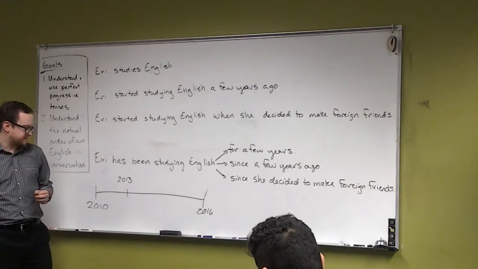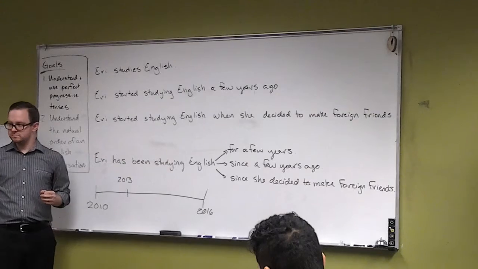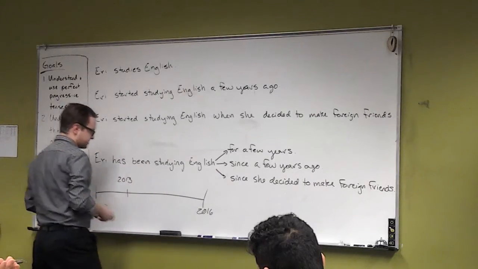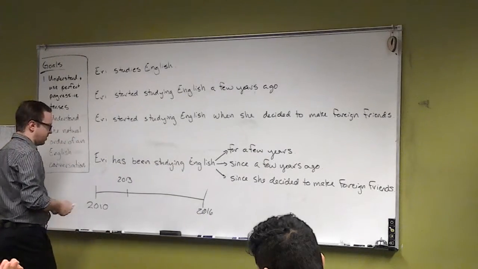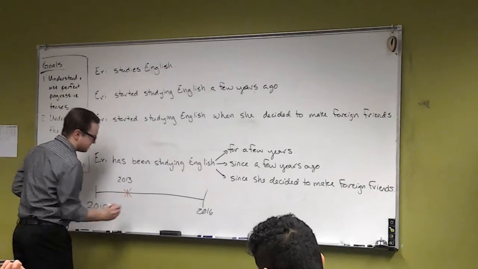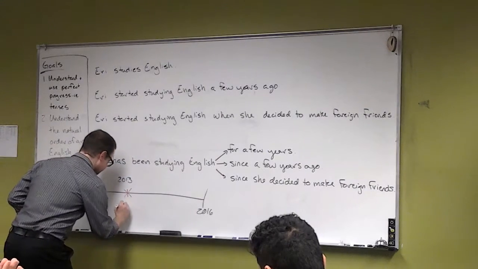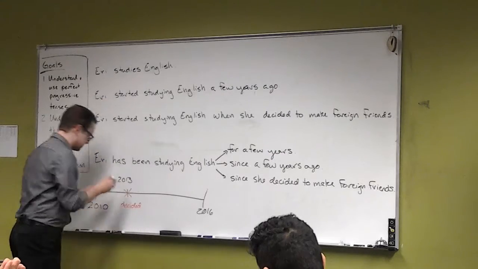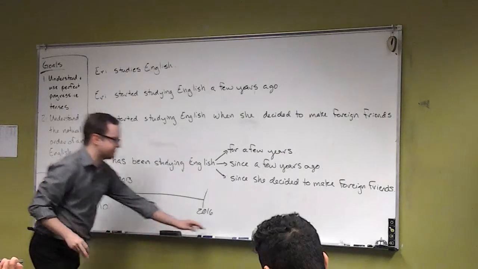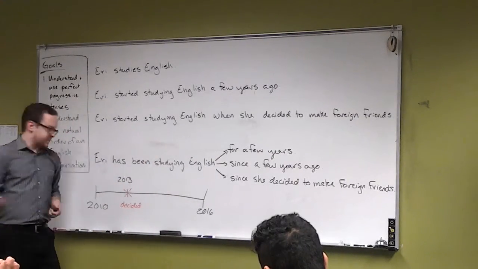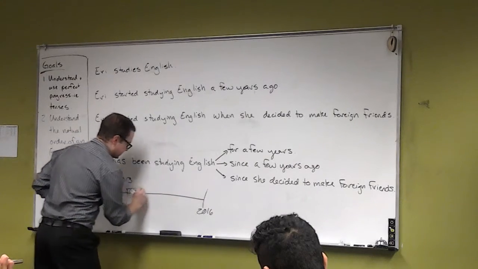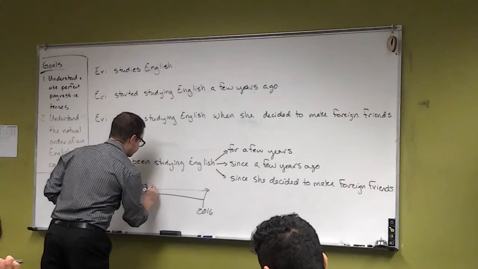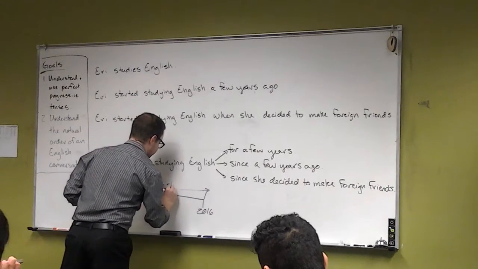So what happened in 2013? She decided to make. Okay, good. Okay, so we have 2 different things that happened in 2013. One was a simple past moment, which was decided to make. So she decided to make friends. But what else do we have here? Study. Okay, and this one, just like the one that Kosuke drew, went here. And then this is where we say has been studying.